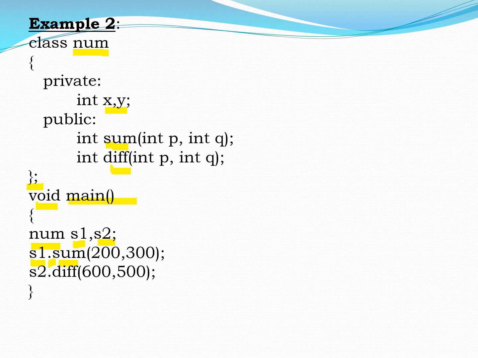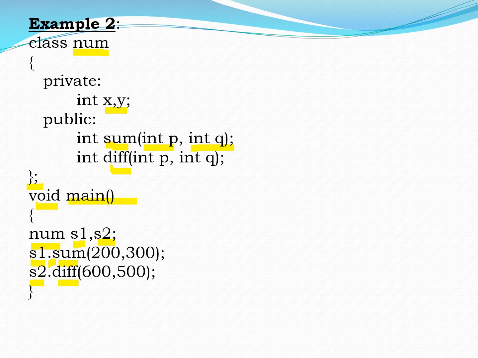Once it has been accessed, 200 and 300 are passed to the class. In the class, 200 is passed to the first argument called P, and the second value, 300, is passed to the second argument called Q. Likewise, once I access the second object, S2.diff, that is nothing but difference.